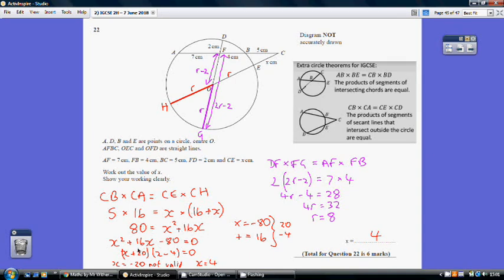Take the 80 to the other side, so we've got a quadratic equaling 0. X squared plus 16x minus 80 equals 0, and this factorizes. What multiplies to make minus 80 but adds to be 16? That's 20 and minus 4. So my pair of brackets are x plus 20 and x minus 4. Now my first solution, x being minus 20, clearly isn't valid because x is a length, you can't have a negative length. So my second solution, x being 4, is my final answer.